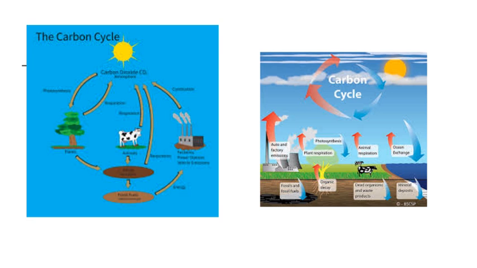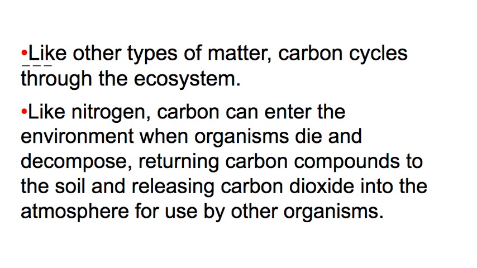Yeah, sure. So let's put these two diagrams into some words for you guys. Like other types of matter, carbon cycles through our ecosystem. Just like nitrogen, carbon can enter the environment when organisms die and decompose. As we have that dead matter laying on the ground, more than just nitrogen comes out of it. We have carbon that comes out of it as well. And that all is going to return into our soil. It also is going to return into our atmosphere. And some organisms are going to use it and some are not. Plants seem to like it.